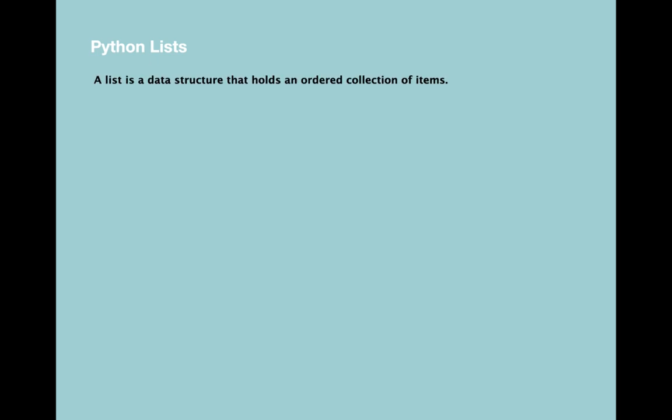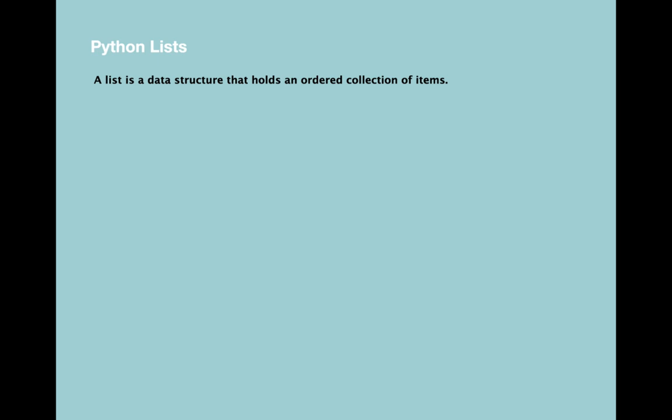A list is a data structure that holds an ordered collection of items. For example, you can store a sequence of items in a list. Here, ordered means that the way that you declare a list, it stays as it is. The place of elements is not changing.